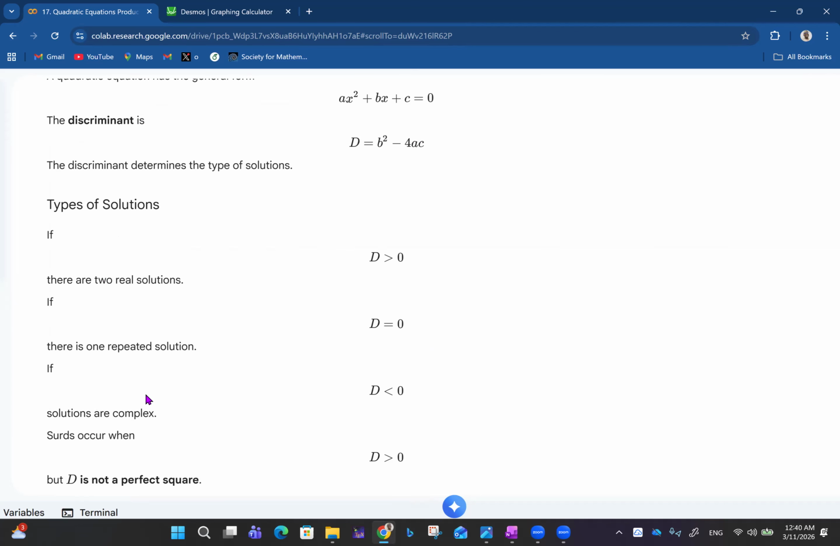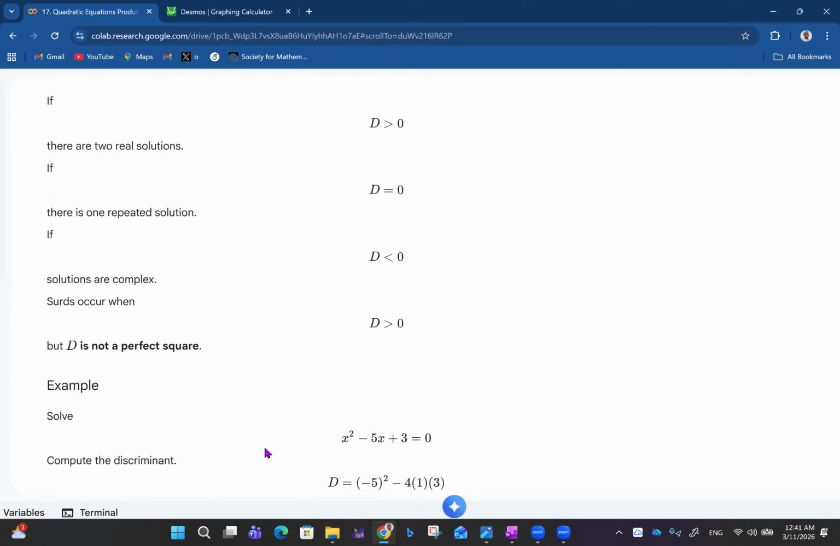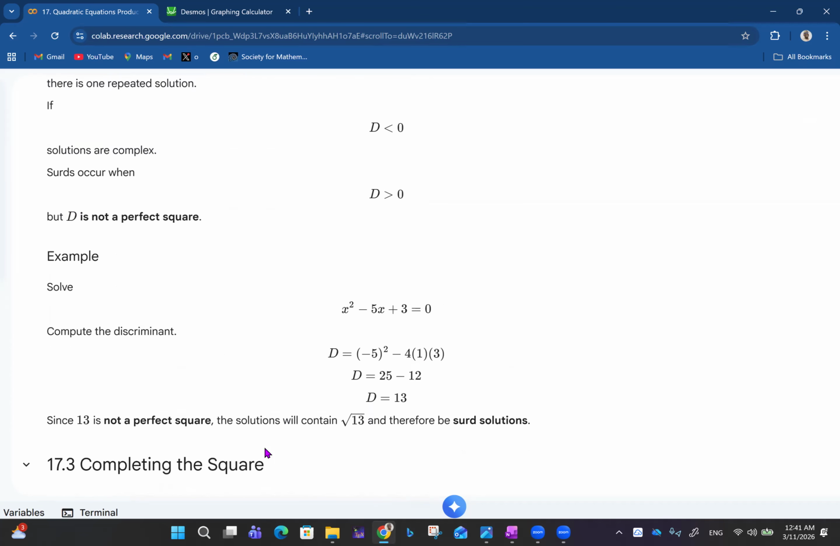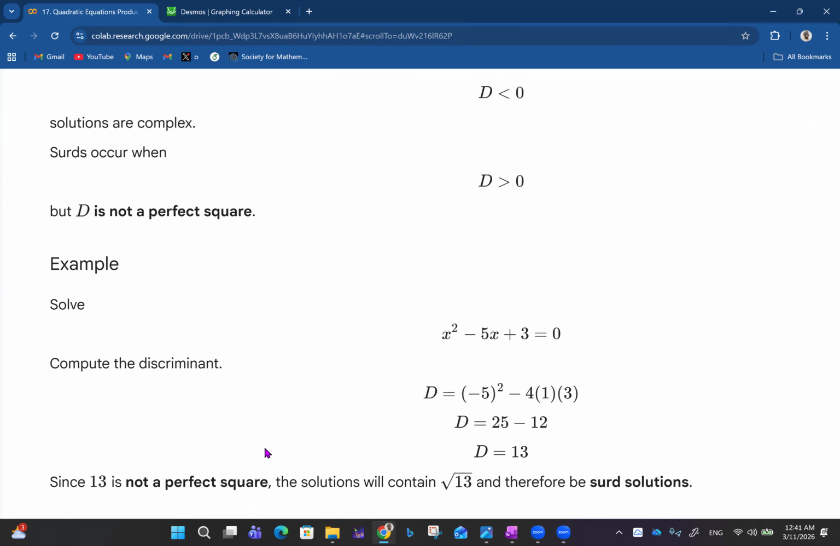Then if d is less than 0, the solutions are complex, because if this is negative, you are going to get complex solutions. So surds only occur when d is greater than 0 but d is not a perfect square. So you can only have a surd solution when the discriminant is positive and it is not a perfect square. If the discriminant is positive and it's a perfect square, then you are not going to have a surd. You're going to have a rational solution.